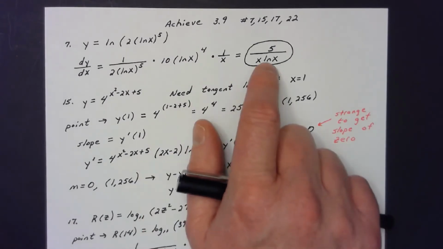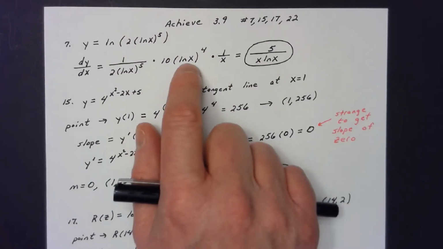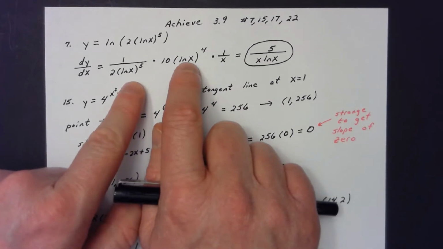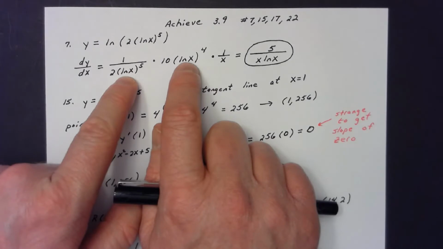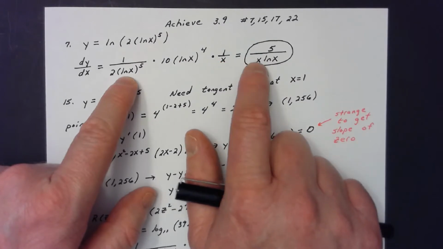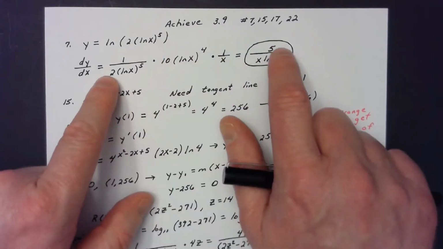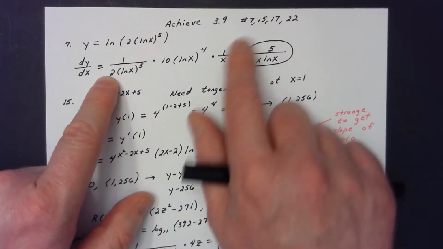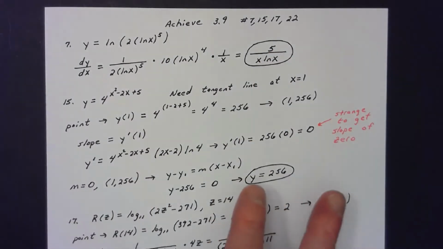Then I just simplified my answer. And notice this one simplifies really nicely. You're multiplying by the natural log of x to the fourth. It was to the fifth power in the denominator. That's why you have 1 power of the log of x in the denominator. Of course, we have our factor of x in the denominator. And then the 10 over 2 reduced down to give me a numerator of 5. Fully factored, final form, and simplified answer.